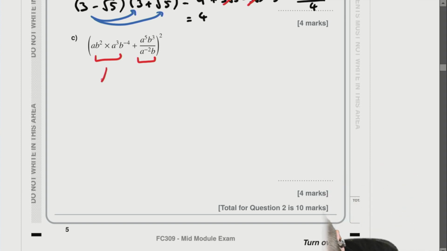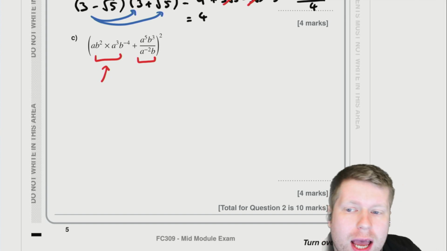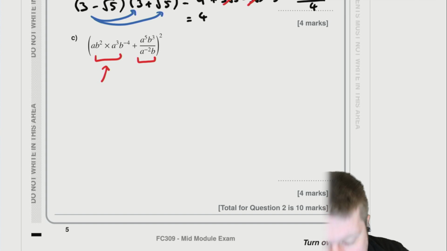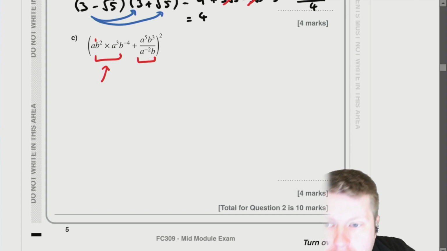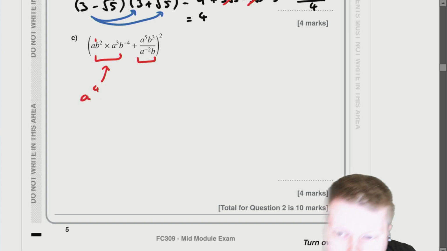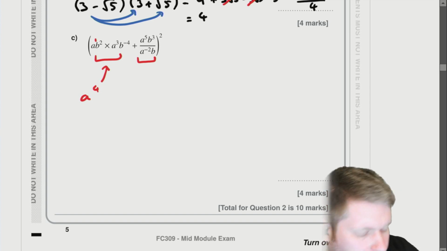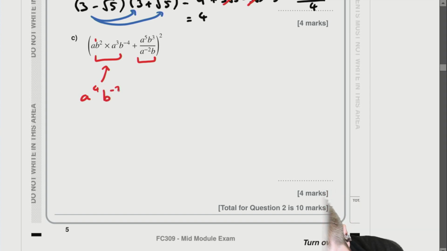So let's consider this thing here. Let's consider the ab squared times the a cubed b to the negative 4. You realise there's a multiplication happening there, so therefore you should add the powers. It might help to realise that that power of a is just 1. So a to the power of 1 times a to the power of 3 gives you a to the power of 4. And then if you consider the b's, b to the 2 times b to the negative 4, you add the powers there, you get b to the negative 2. Okay? So that's the thing which goes there.